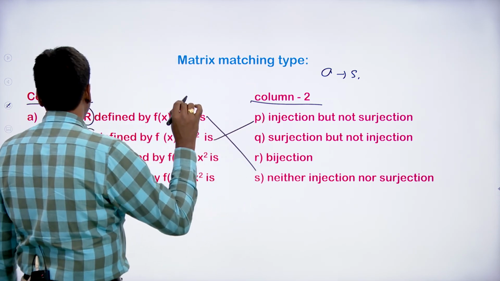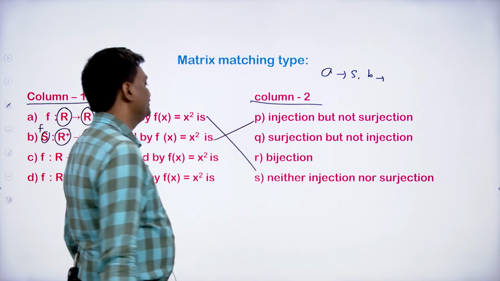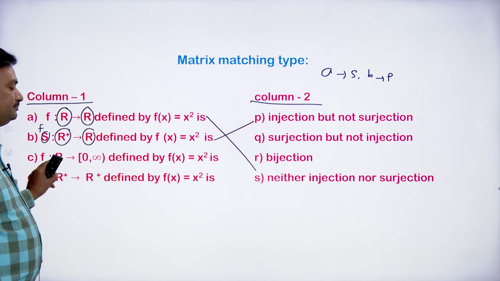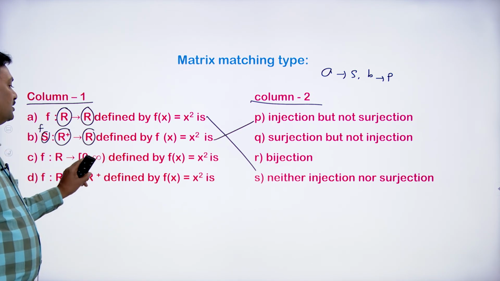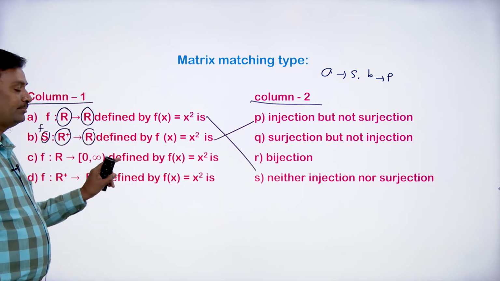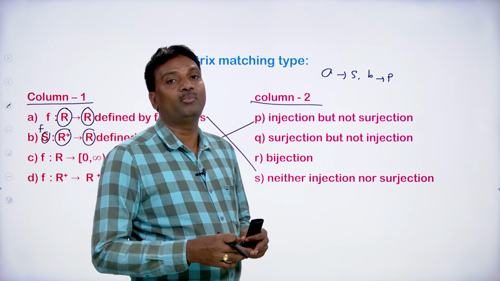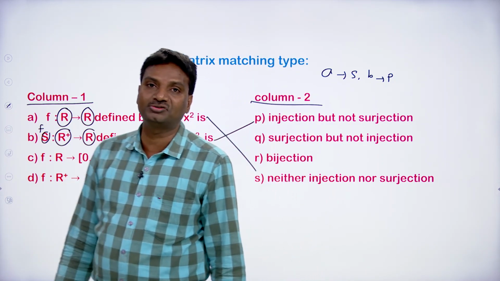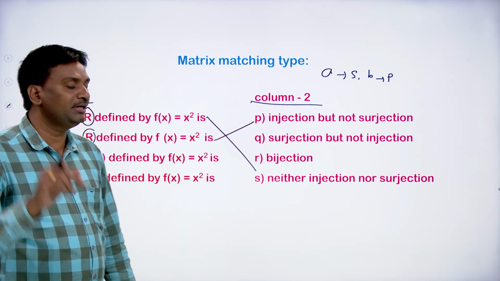So we can take P. Here we can map B to P. So A is mapped to S, B is mapped to P. Similarly, on the given domain and codomain for f of x equal to x square, we can show f maps R to 0 comma infinity, f of x equal to x square is surjection but not injection. Here R means all real numbers, 0 comma infinity means only positive real numbers. If we take R plus to R plus defined by f of x equal to x square, then f of x is both a one-one function and an onto function.